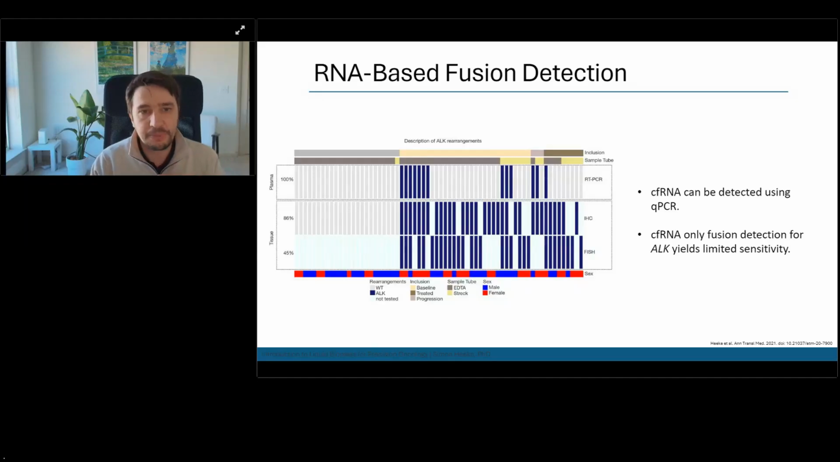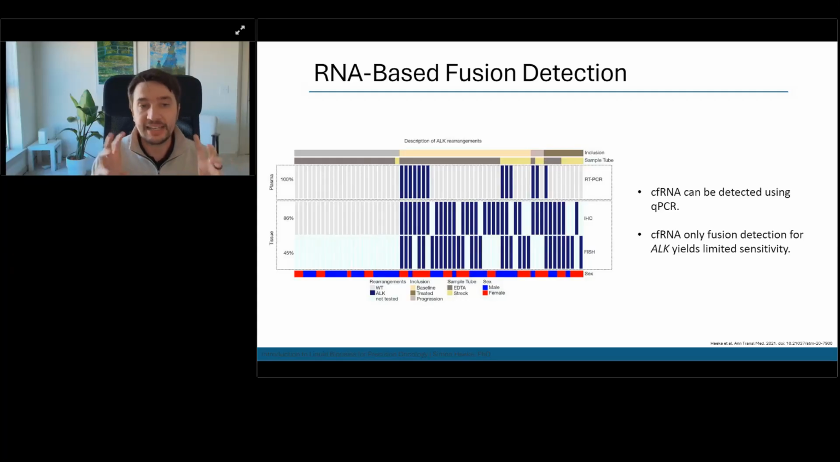At that time, using a qPCR-based assay, we were really trying to detect ALK rearrangements again. And we're really trying to detect them using only circulating free RNA using a prototype qPCR-based assay. And what was very interesting when we look at samples derived from patients at baseline, during treatment, or at progression, we were really capable of detecting ALK fusions just from the analysis of circulating free RNA.